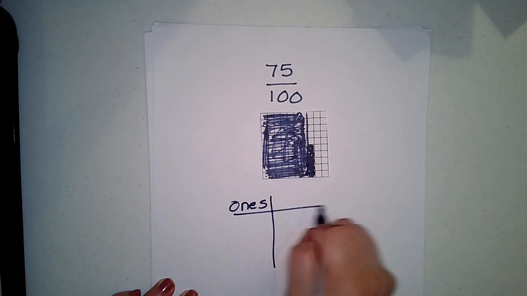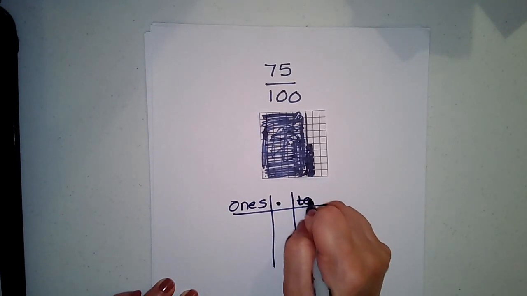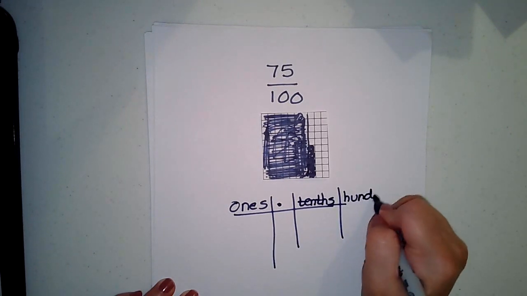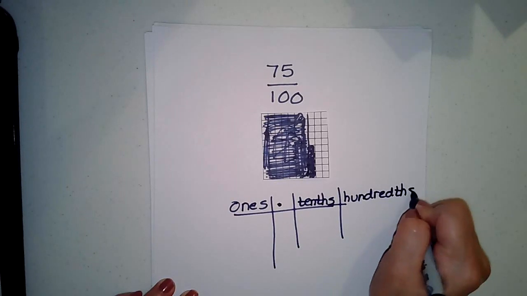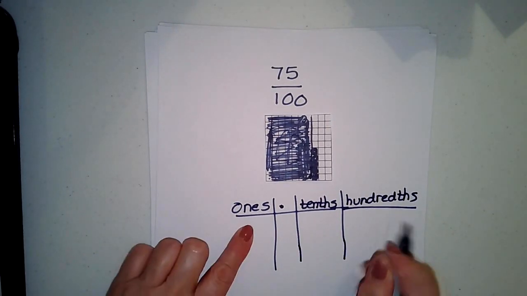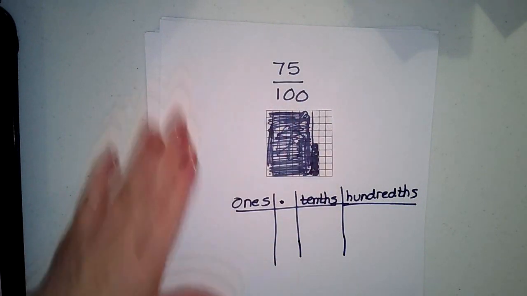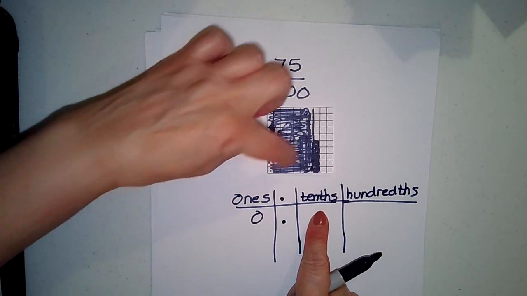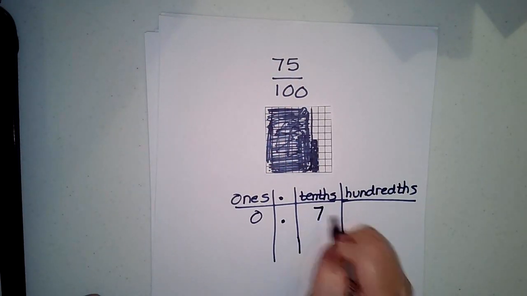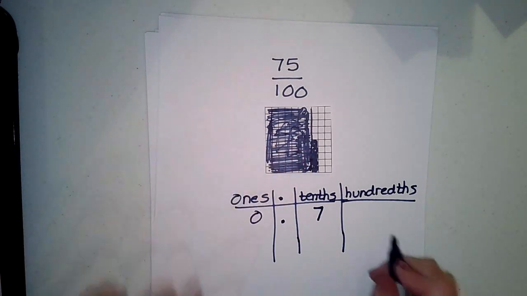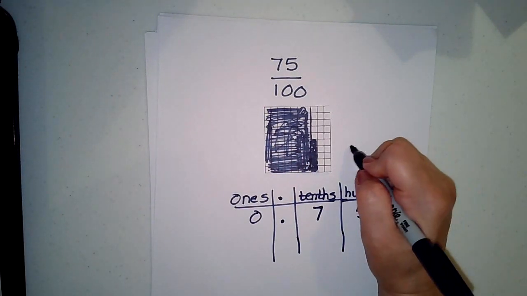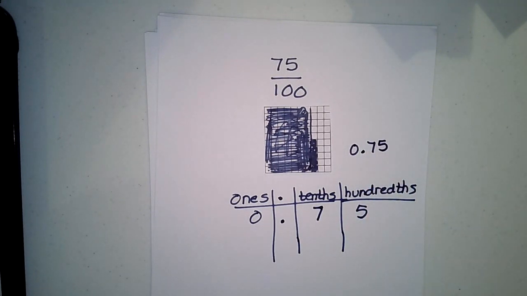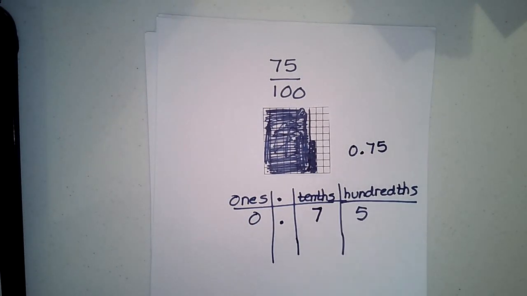Here's the ones place, decimal point, tenths, and then the last column here that we're going to work with is hundredths. Okay, so let's fill in the chart. We don't have any of these squares completely filled out, so there are no ones. Bring down the decimal point, tenths. Remember, we counted 7 columns, so that would be 7 tenths, and then 5 of the hundredths. So it would be 0.75. That's how we'd write it as a decimal. And how you would say it is 75 hundredths.